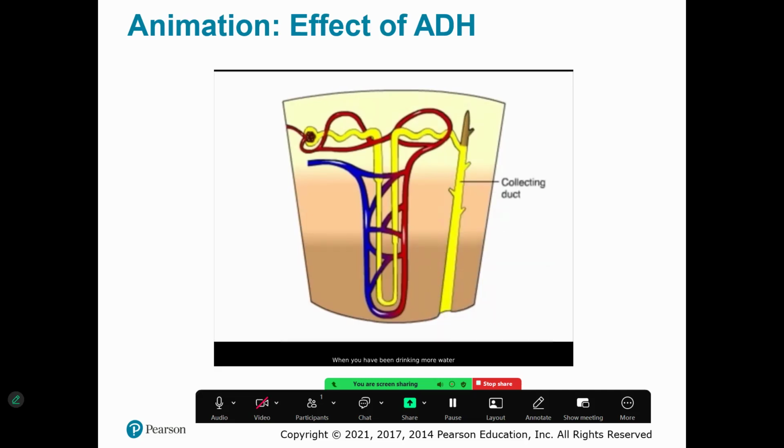When you have been drinking more water and not losing much fluid, the blood becomes more dilute. The brain responds by decreasing the secretion of ADH. The collecting duct becomes less permeable and less water is reabsorbed. The body produces dilute urine.